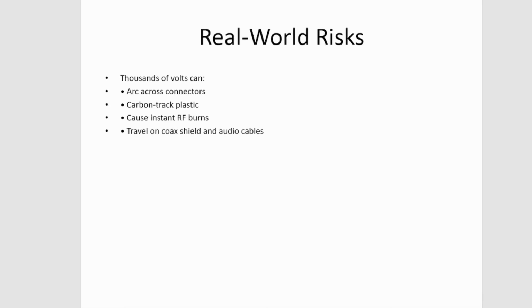So what are some of the real world risks? Let's look at them. Thousands of volts can arc across connectors, especially in the rain. Carbon tracking on cheap plastic causes instant RF burns. RF can ride the outside of coax shields and get into a microphone and USB audio gear, especially if you have your HF rig hooked up via USB to your laptop. So if you're a creator, or if you run FT8 digital modes with your rig hooked up through USB like I do, that last one matters.